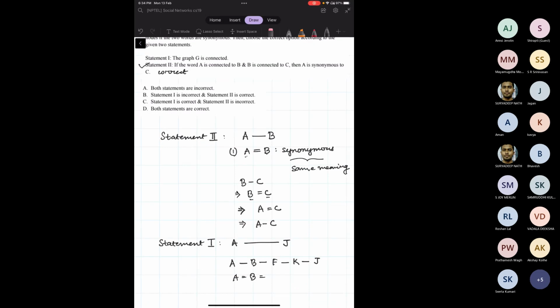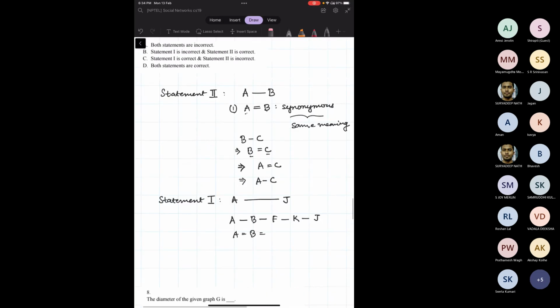Okay, so let us consider statement 1. Statement 1 is saying that the graph G is connected. It means that there exists some word A and any other word J, so there always exists a path from A to J. Suppose a path like this exists: A is connected to B, to F, to K, to J. It means that A and B are synonymous, B and F are synonymous, F and K are synonymous, and K and J are synonymous. It means A and J are also synonymous.